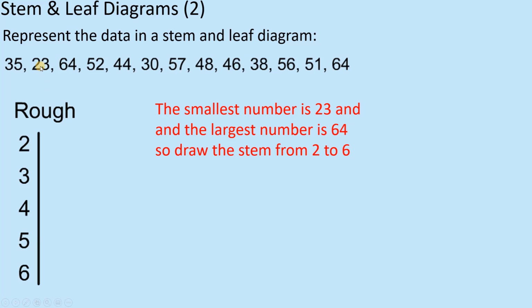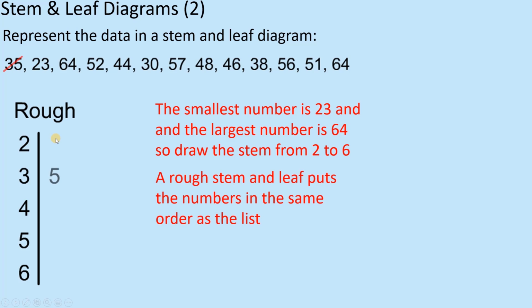You're going to start with this one, because that's 23. Oh no, we're going to go in order. So it's going to be 35, so we're going to put the 5 there. And then we're going to go for 23. And then 64, and then 52, and you can see what's happening, 44. And then 30, and it's going to go there, and then 57, and then 48, and 46, and so on.